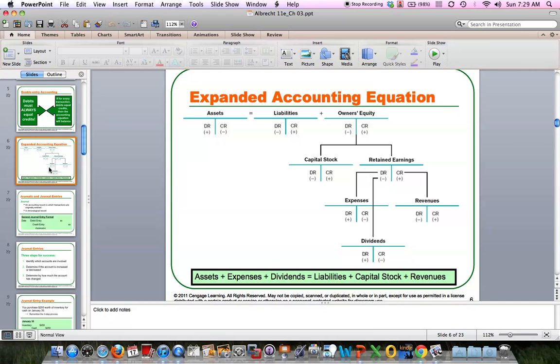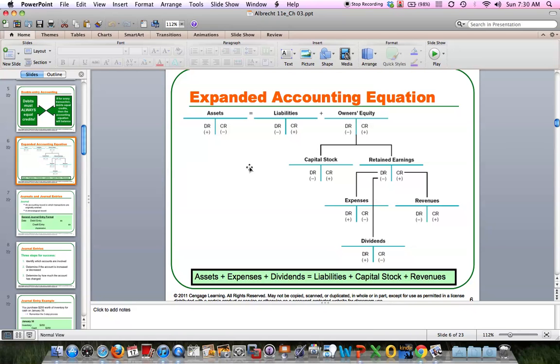And you can see here that this expanded accounting equation, you've got assets, liabilities, and equity at the top. And notice that debits are always left and credits are always right, just like I said. But then equity, they break that down into various pieces. Okay, notice that capital stock and retained earnings are just simply additional components of equity that pertain to a corporation. And then under retained earnings, you have revenues, expenses, and dividends. So let's just walk you through the whole thing here.